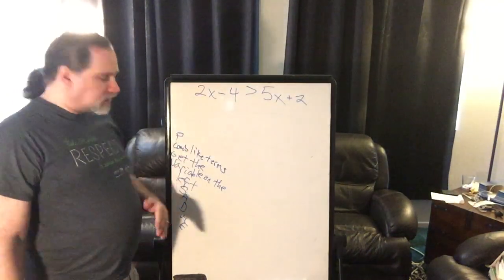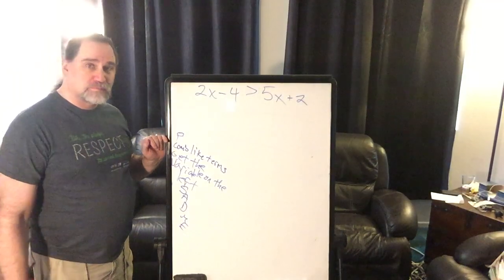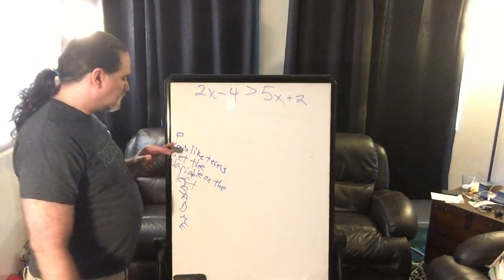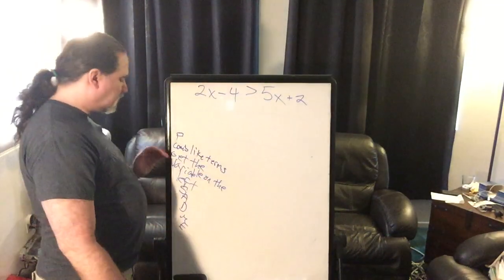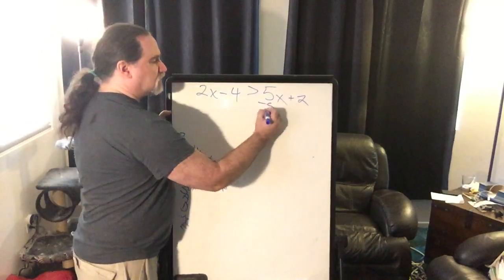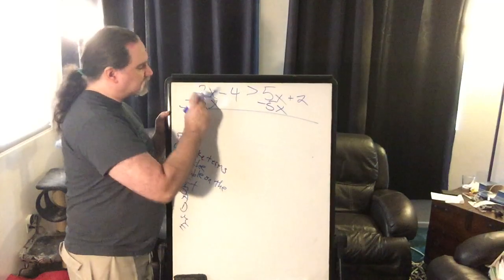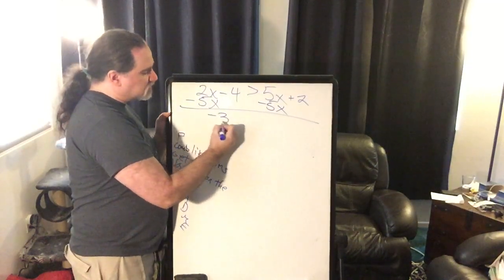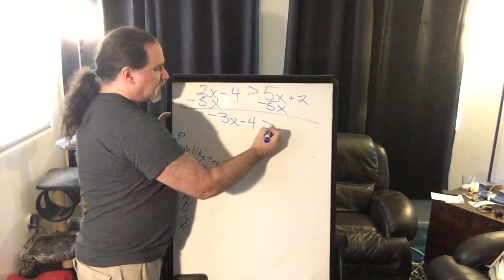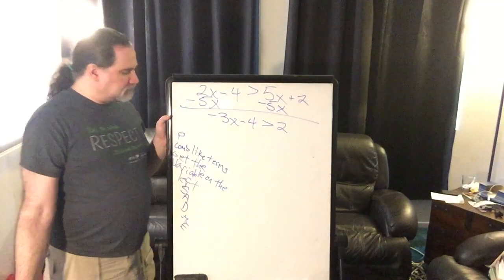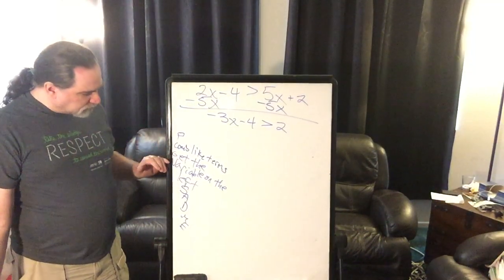So again, I go through my whole litany here, looking for the parentheses, don't see any. Looking for like terms, don't see any. Getting the variable on the left. So that means I'm going to get rid of this variable. I'm going to get rid of it by subtracting it. So I'm subtracting 5x. 2x minus 5x is negative 3x. Okay? So I've got the variable on the left.